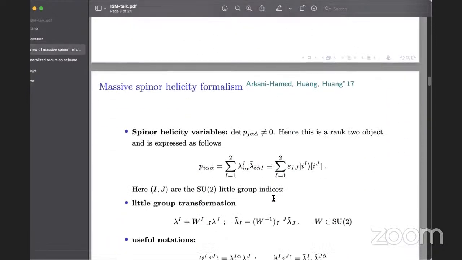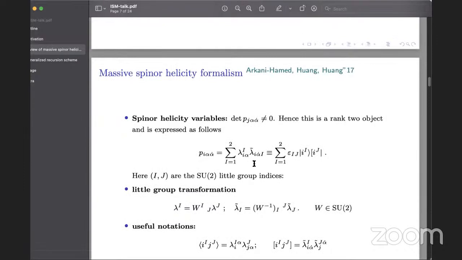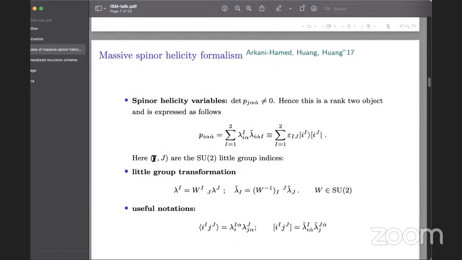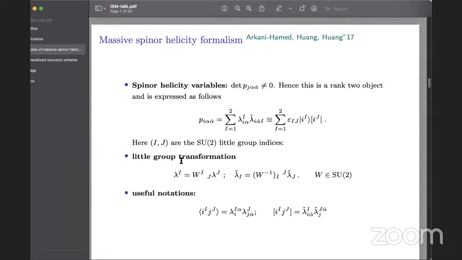Okay. Now let me tell you about the spinor helicity formalism for massive particles. For massive particles, we express the momentum matrix as a sum of products of two-component spinor helicity variables. There is an extra index I here, which will turn out to be the SU(2) little group index for the massive particles. The little group transformation for these variables looks like this, where this W is in SU(2).